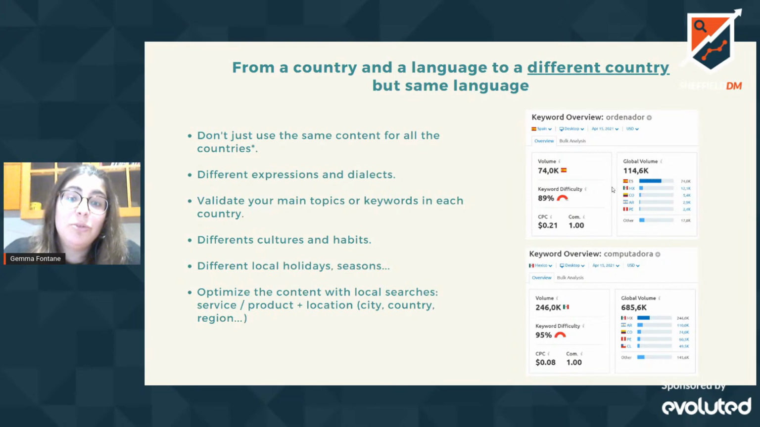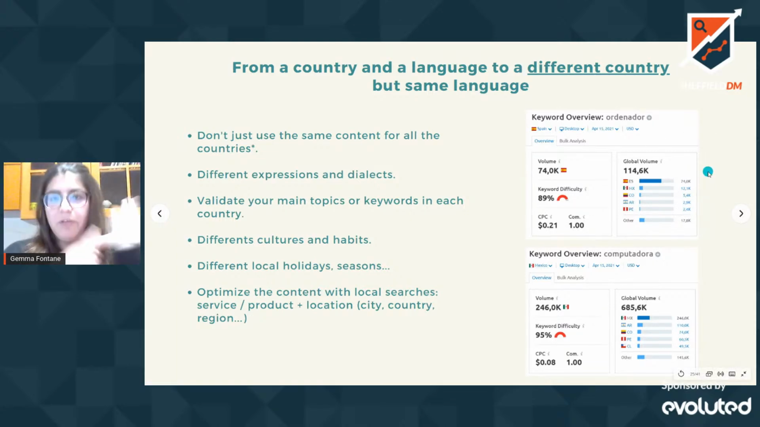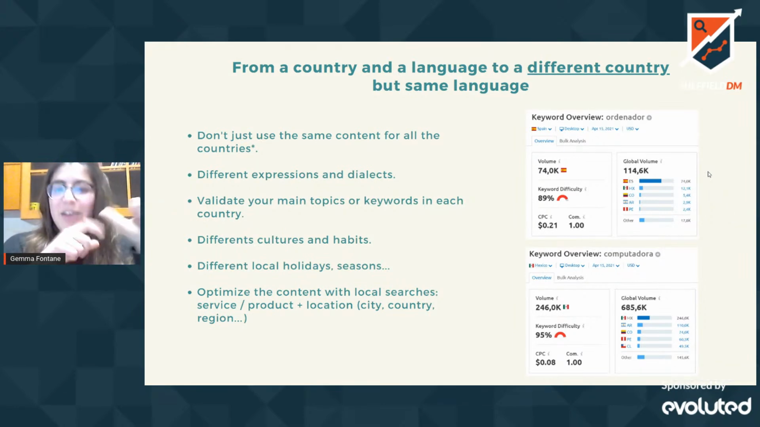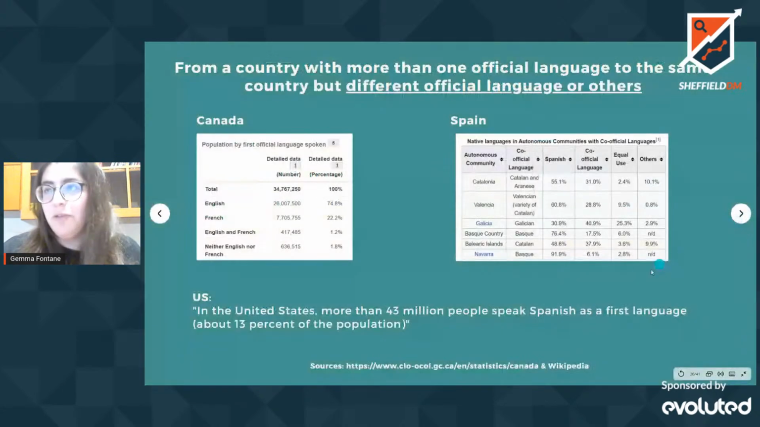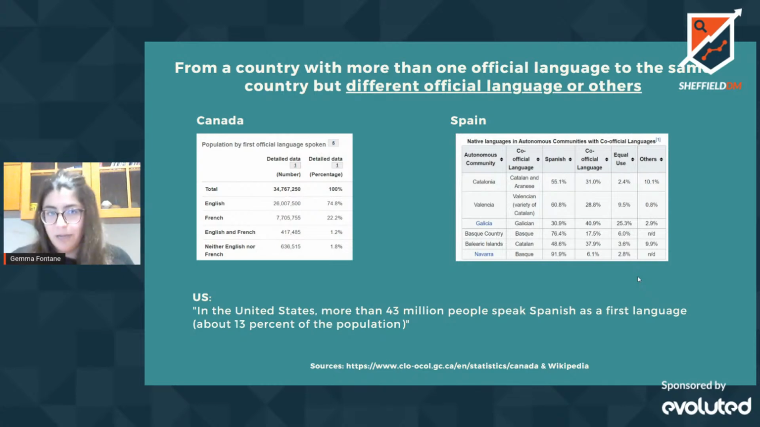It's important to work with these local terms, because they will help you to rank better in your locations. Okay, so now we have two kinds of multilingual keyword research that we can face: from a country and a language to a different country and different language, or to different countries but the same language. And now the tricky one: from a country that has more than one official language.